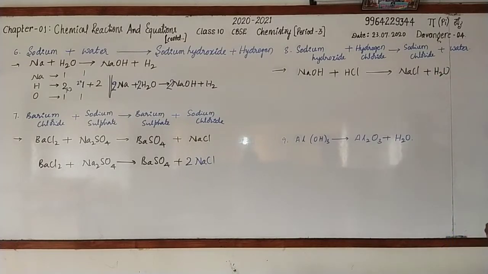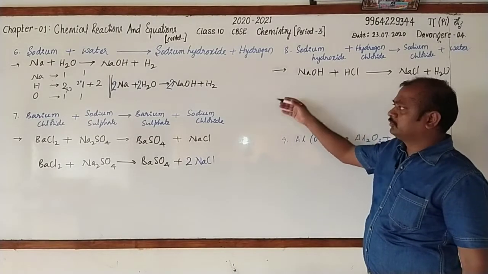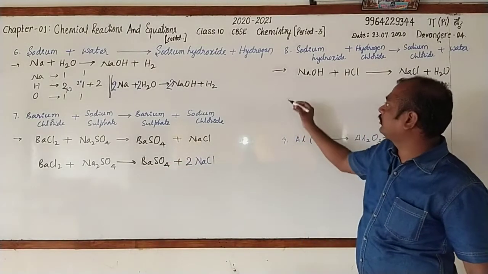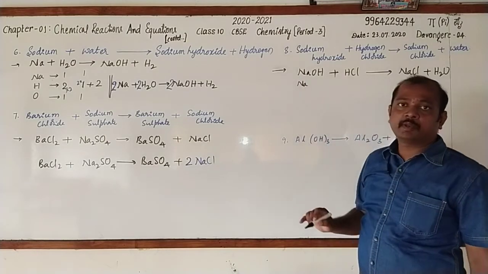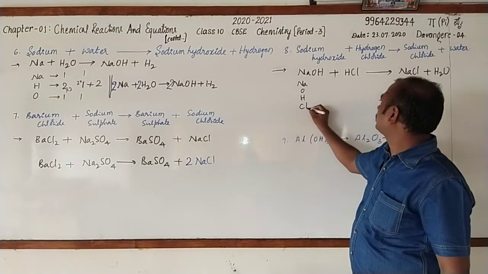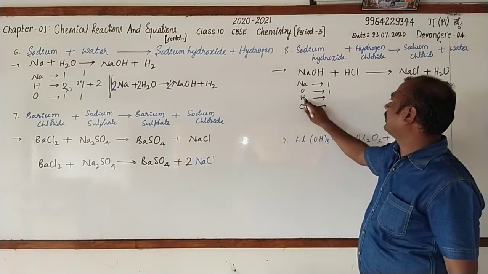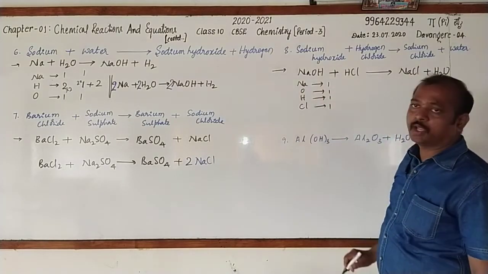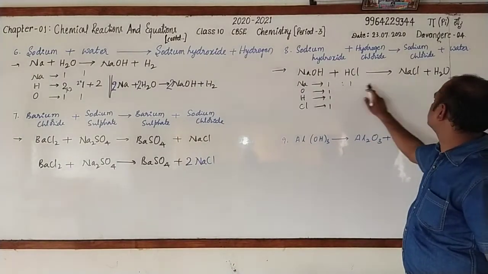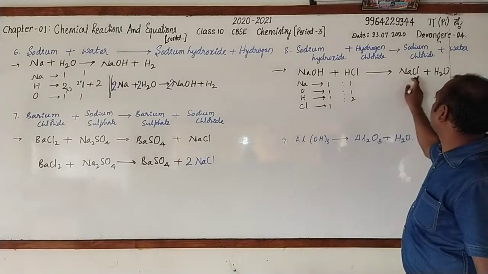Then how do you go for selecting? Yes, here if you know how to balance it directly, you can go for that, or else you can go for listing the number of atoms of each element. Here sodium, oxygen, hydrogen, then chlorine. How many atoms of sodium? 1. Oxygen, 1. Hydrogen, 1. Chlorine, 1. Here sodium, 1. Oxygen, 1. Hydrogen, 2. Chlorine, 1.